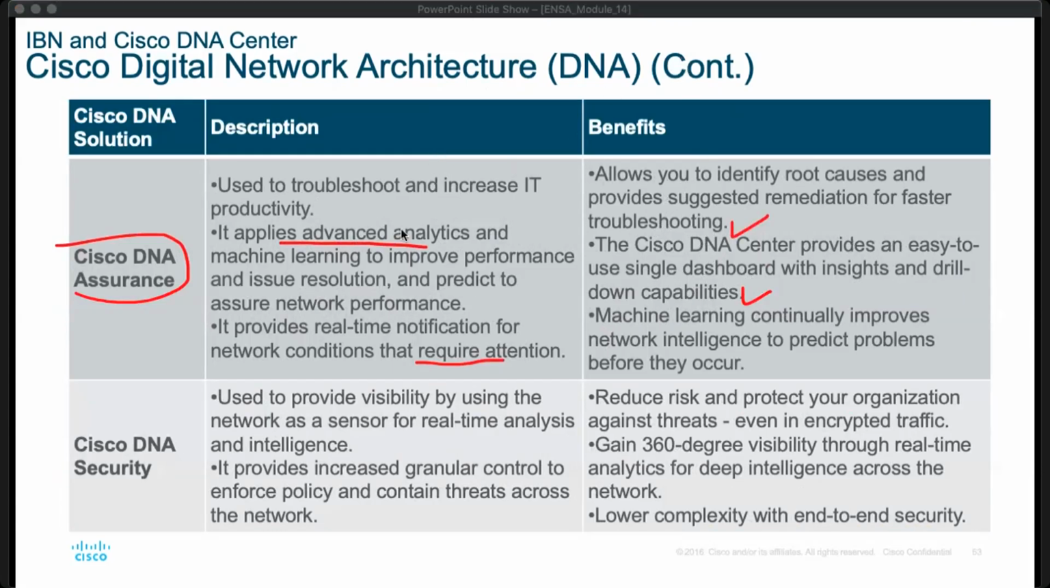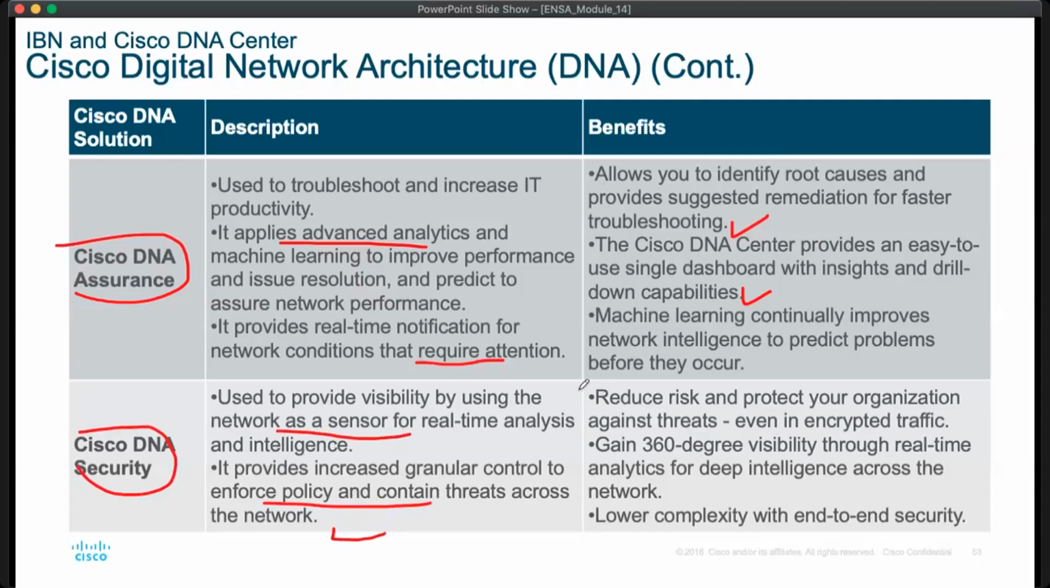All right, okay. So Cisco DNS security used to provide visibility by using the network as a sensor for real-time analysis and intelligence. It provides increased granular control to enforce policy and contain threats across the network.